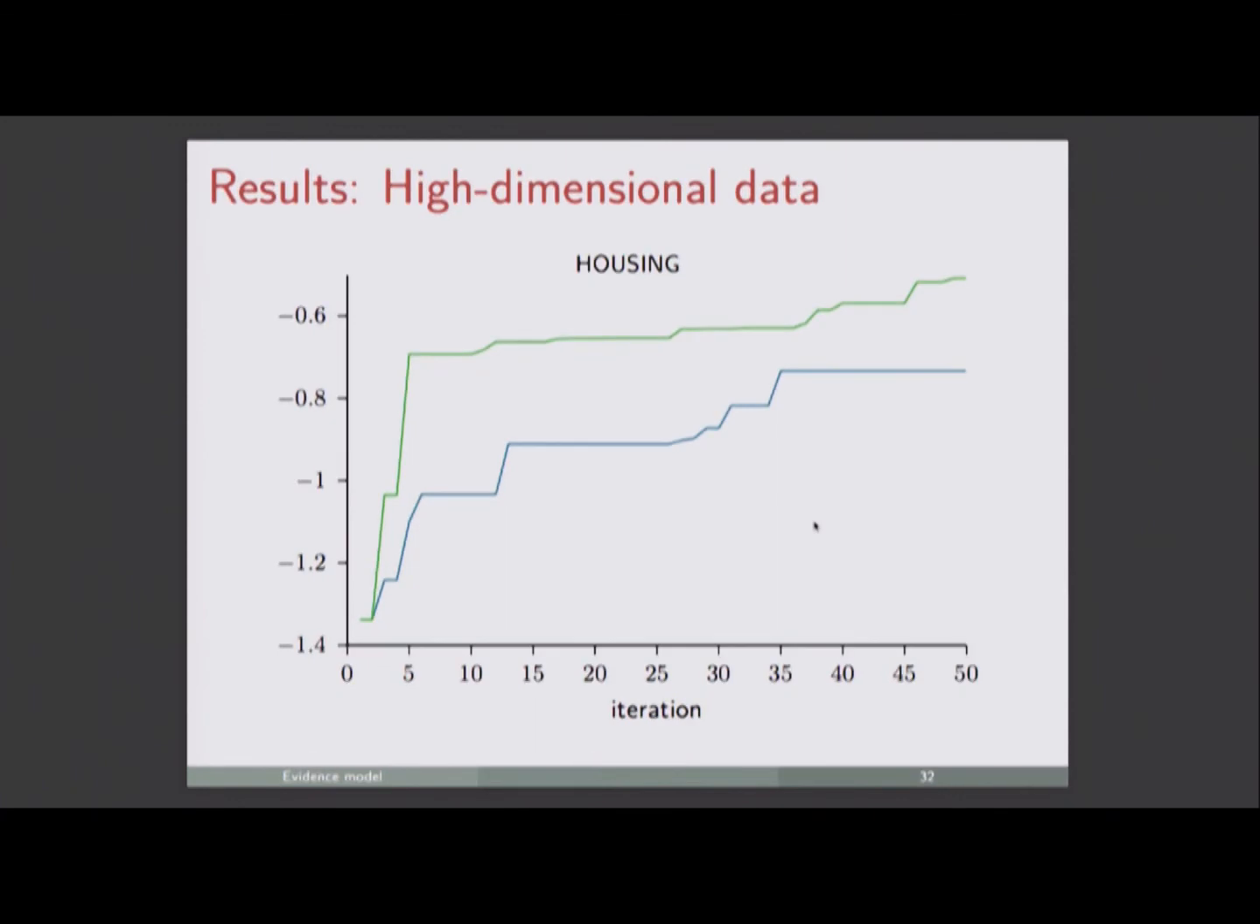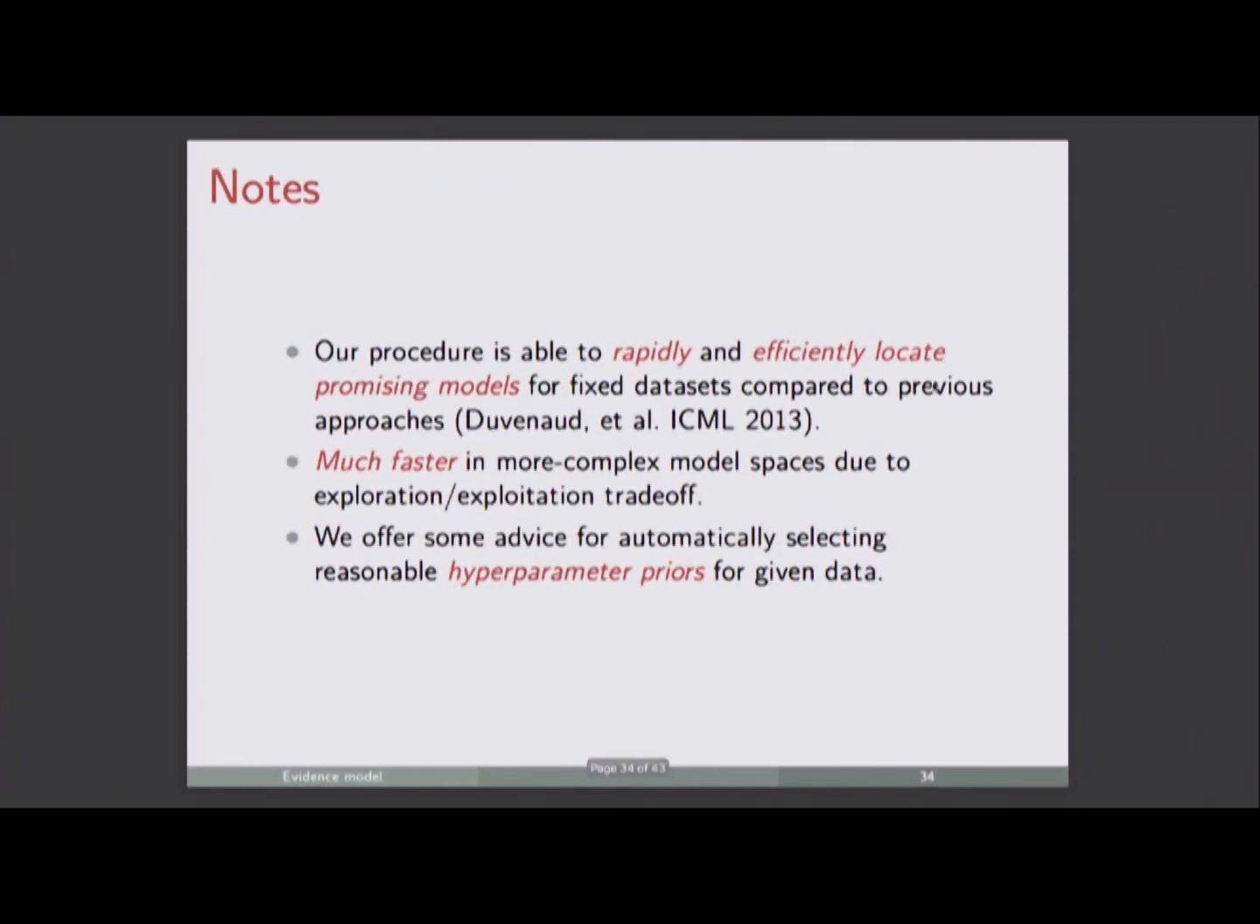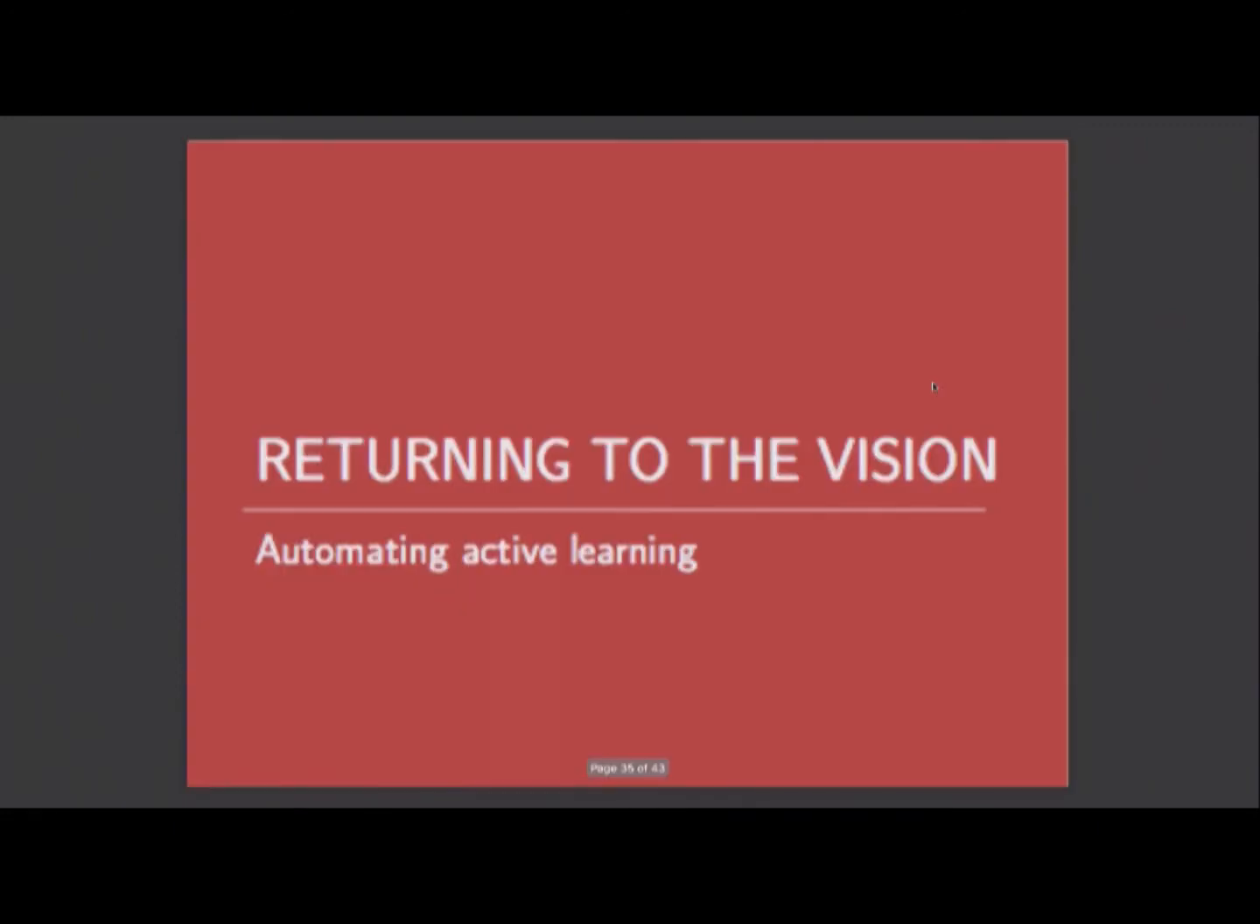But when we looked at higher dimensional data sets, where the model space was much more complex and much larger, this ability to automatically trade off exploration versus exploitation in the optimization made dramatic differences. This is showing the log model evidence normalized by the size of the data. So this is actually like a 50 or 100 nat difference in the model evidence at termination. We're able to rapidly and efficiently locate promising models for fixed data sets, and this exploration trade-off was really critical for leading to that speed up.